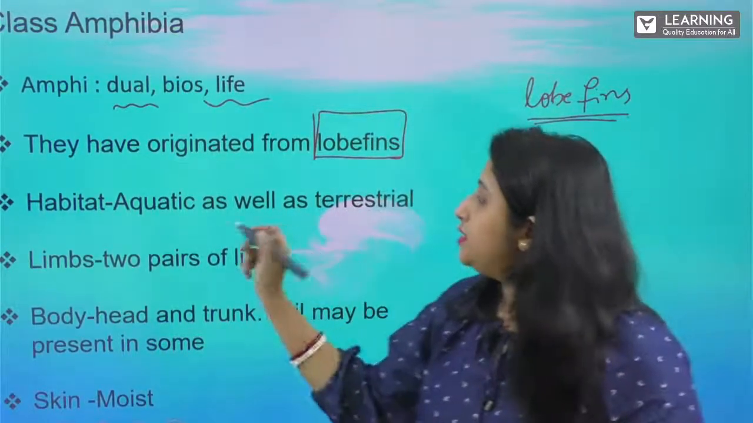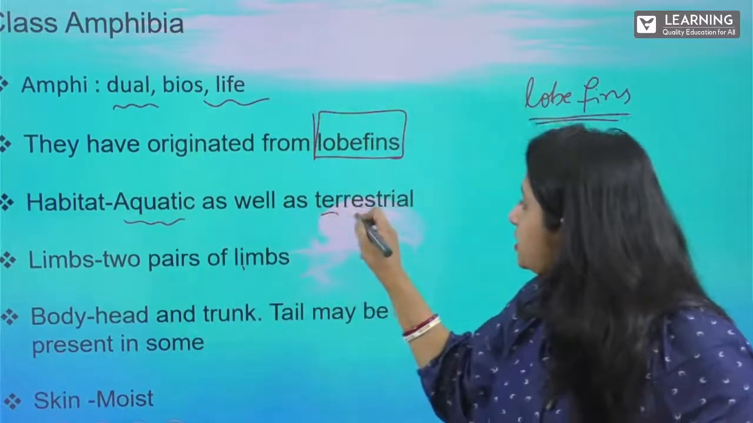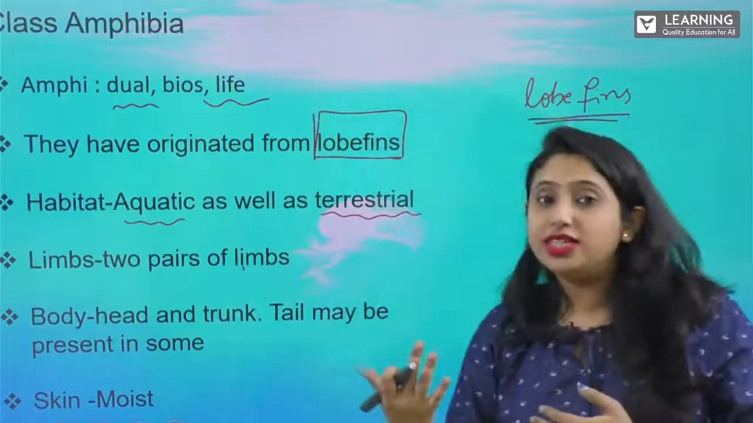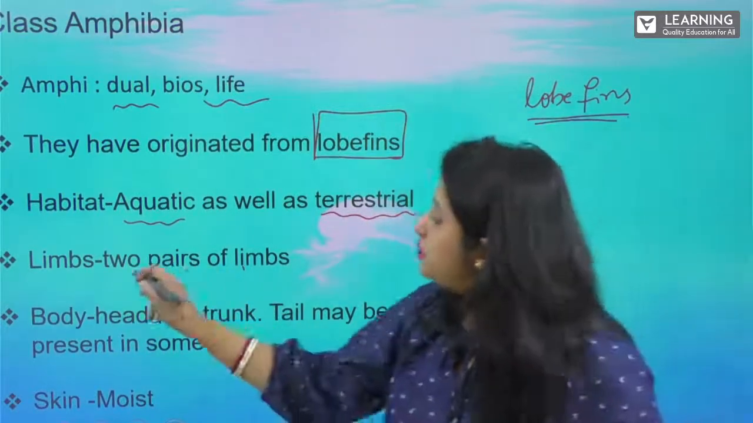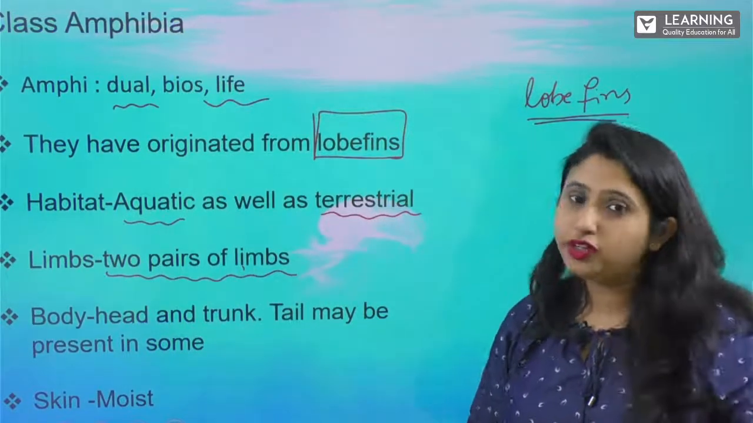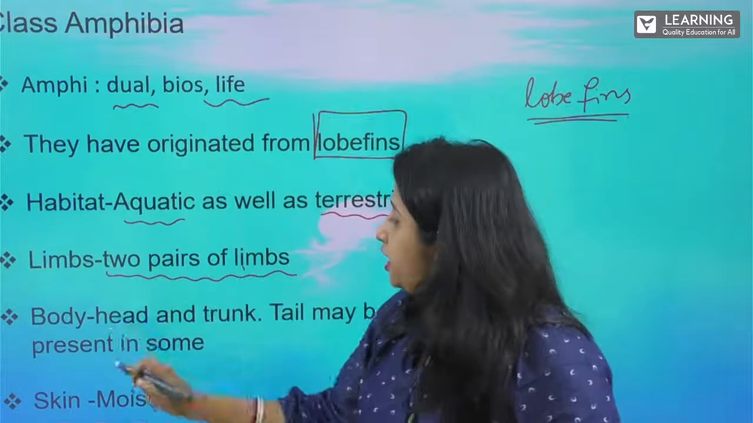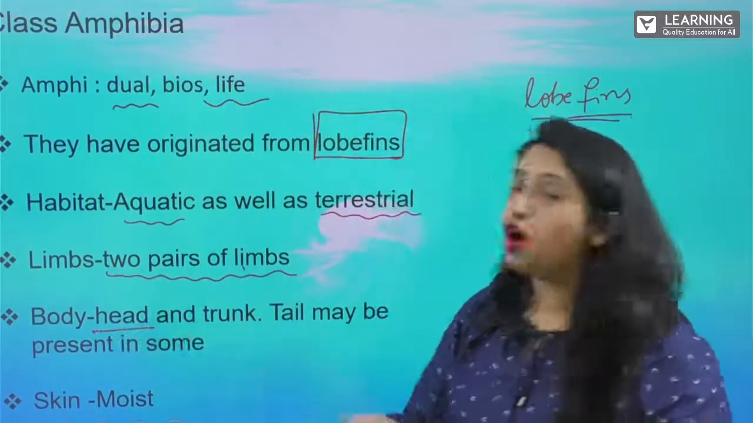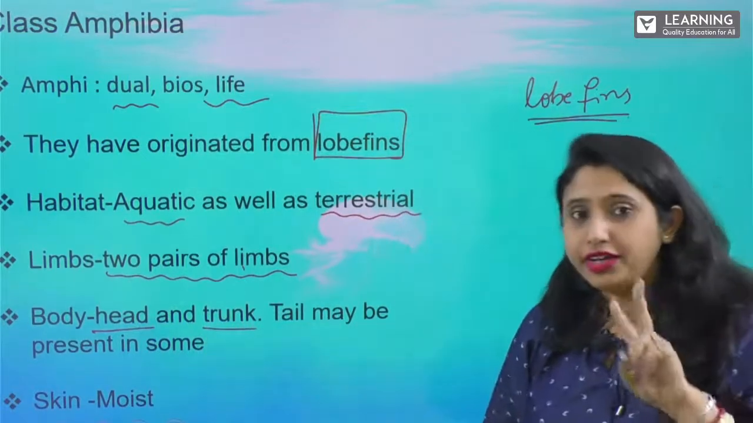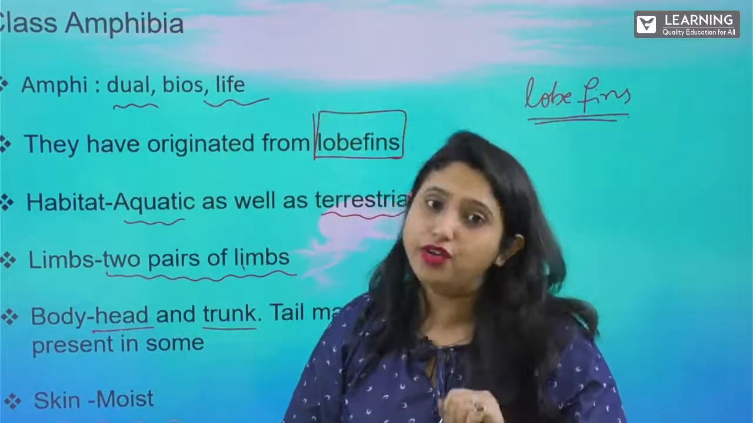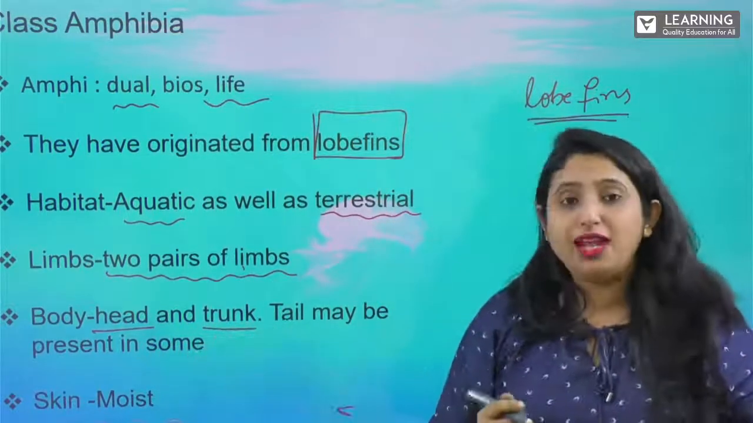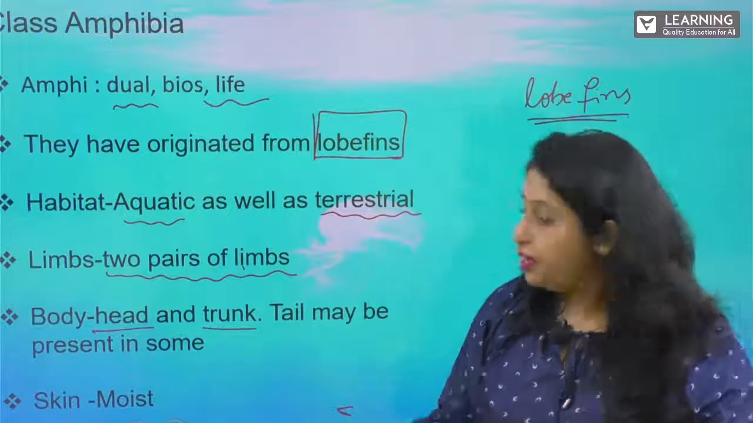Next, habitat: aquatic as well as terrestrial. So where do they live? They live both in aquatic as well as on land, right? Limbs: they have got two pairs of limbs, okay? Then body, how the body is? As I have shown, the body is divided into head and trunk. So their body is divided into two parts, that is your head and trunk, and tail may be present in some. So in some of them, like salamander, they have got a tail, okay?